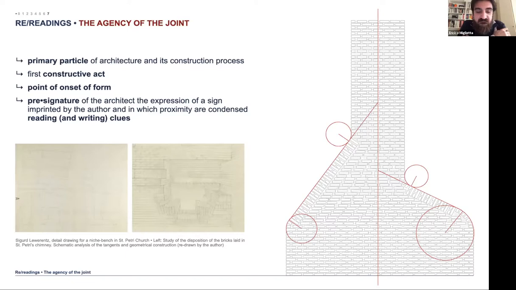In this sense, it is a form of pre-signature or the expression of a sign imprinted by the author, in whose proximity are condensed reading and writing clues that can resurface from the deconstruction of the paradigm, fragments or elements of attribution that can allow us to decipher a work. We can move from this observation by proposing that the architect's signature is giving shape as an act of understanding of the existing, rooted in an idea of community and derived from a system of measurement inextricably linked to a material existence. So to conclude, what makes then a fragment move?